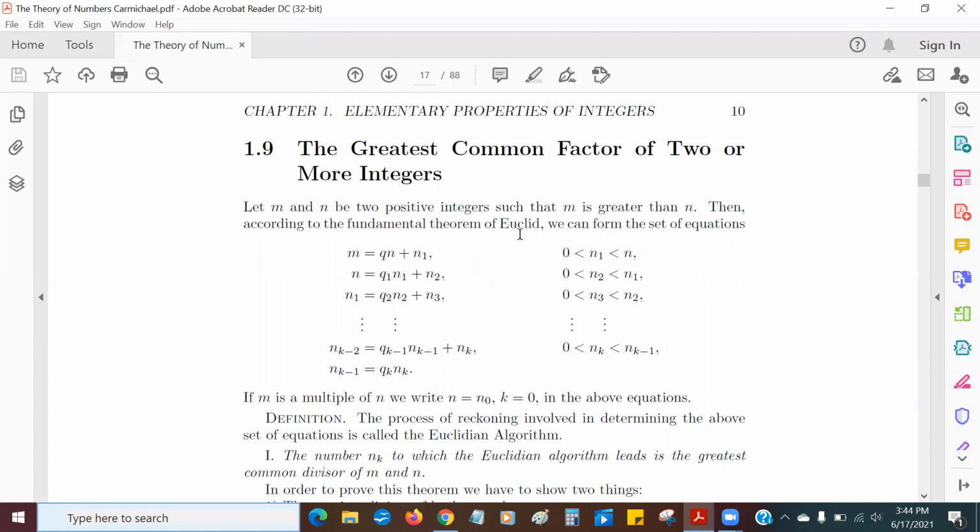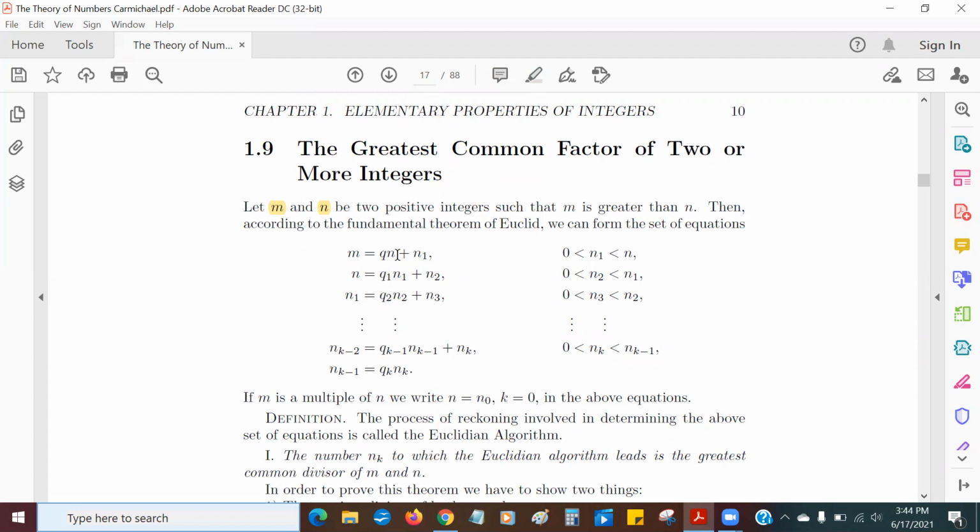So according to the fundamental theorem of Euclid, which I often refer to as the division algorithm or the division theorem, we can form the set of equations that m is equal to some quotient times the number n, because these are the two numbers we're starting with, m and n. So m is equal to some quotient times n plus a remainder. We're calling that remainder n1. Why n1 instead of r1? I don't know. That's what the book is calling it. But of course, n1 is less than n because it's a remainder.